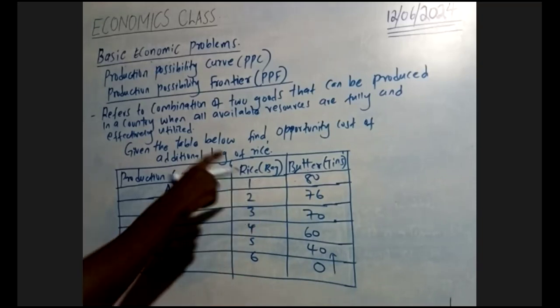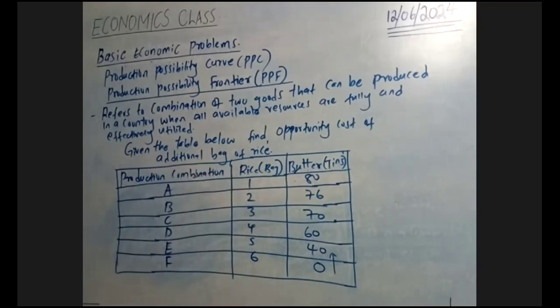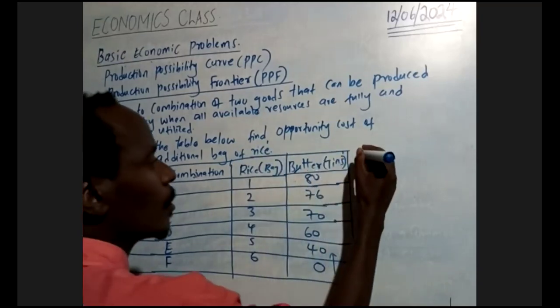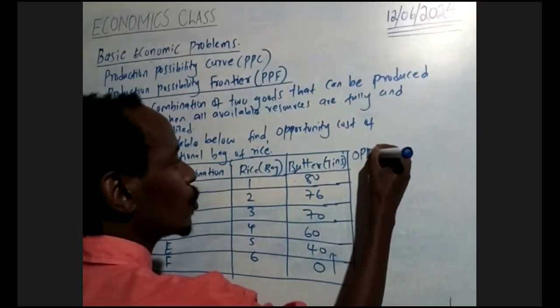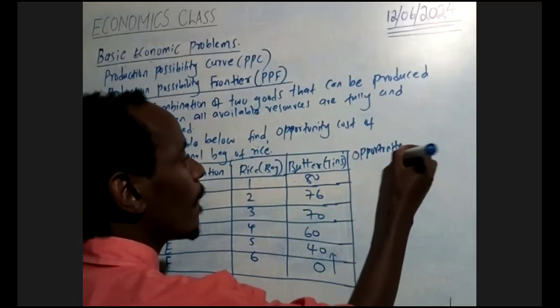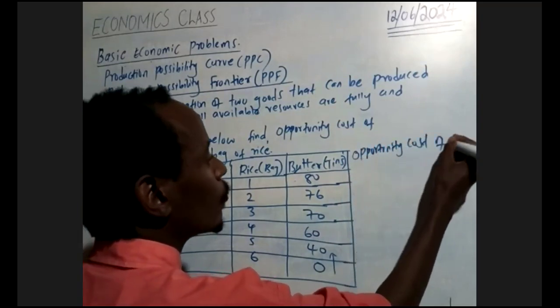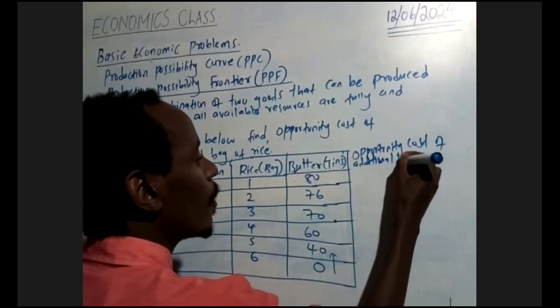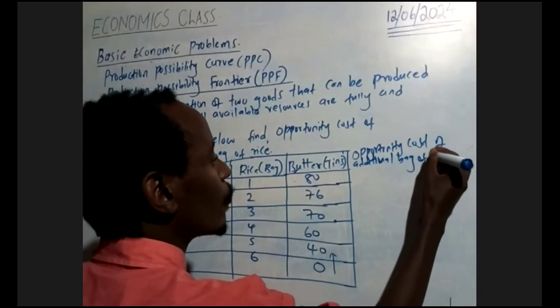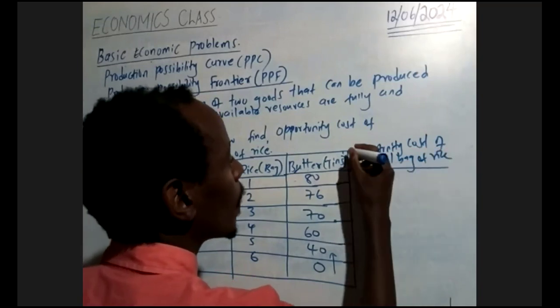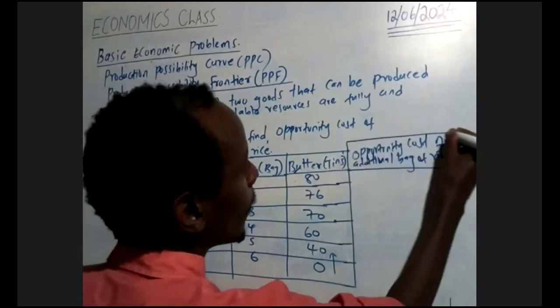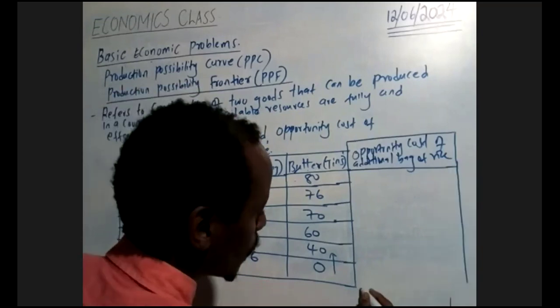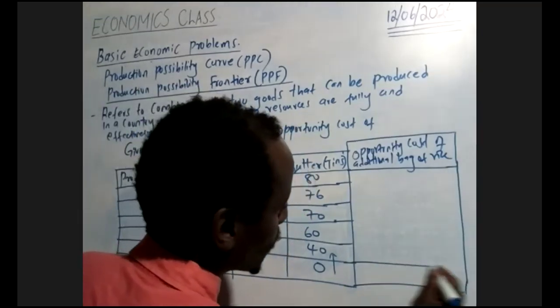Now, let us answer this question. Given the table below, find the opportunity cost of an additional bag of rice. So here, the opportunity cost of an additional bag of rice. So I hope inaonekana.